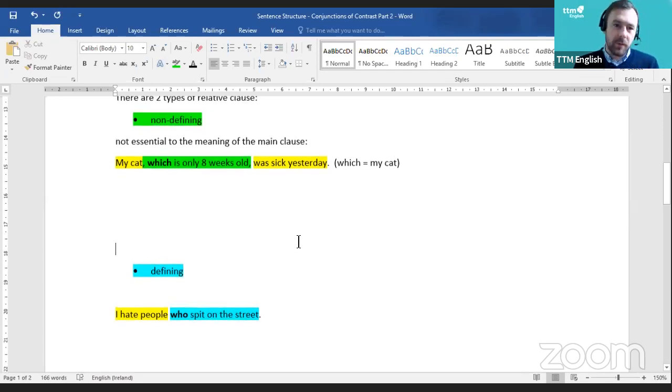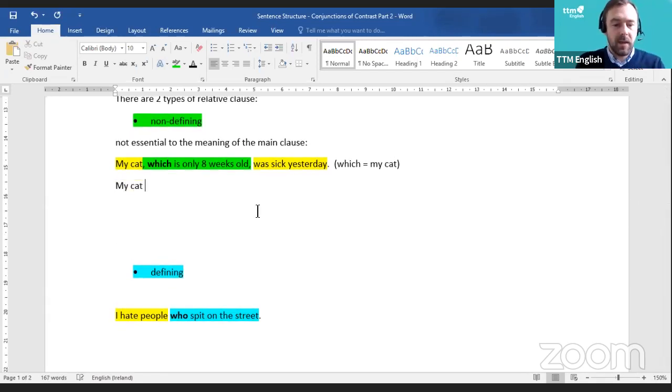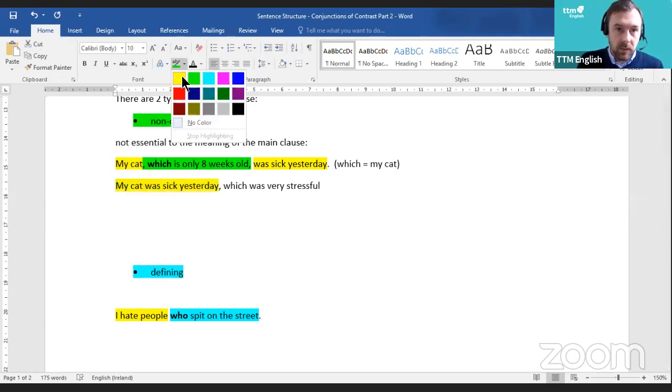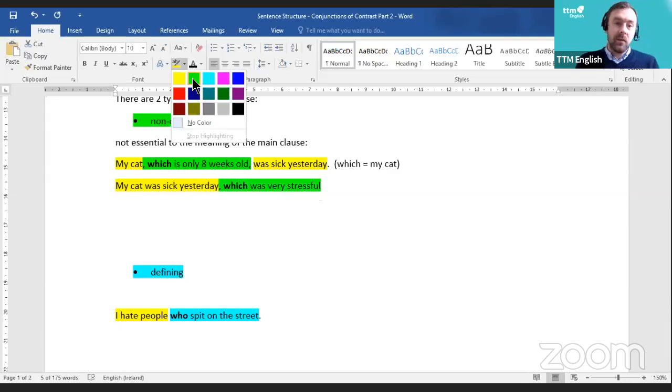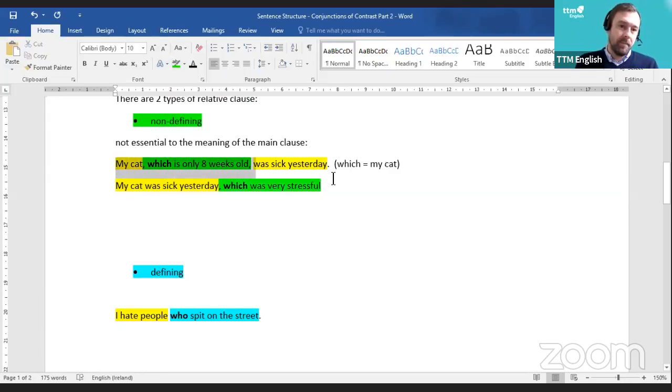What's another difference between, my cat was sick yesterday, which was very stressful. Okay. We've got my cat was sick yesterday as our main clause. And then I've got which introduces the non-defining relative clause, which I'm going to make green. Look at these two examples here and compare them to this one, Jennifer.